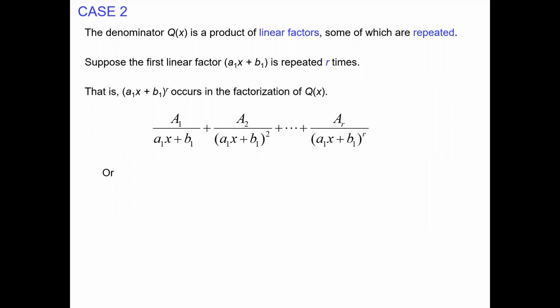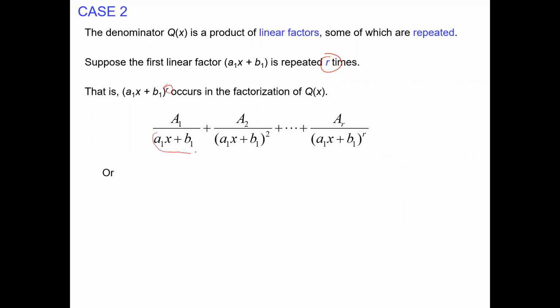Okay? That means we will have factors like ax plus b, and they are repeated exactly the same factor like r times. That means, for example, we can say (a1x plus b1) to the power of r, and we can have to the power of 2, 3, 4. Now we have to make sure that we will fully decompose this rational function. That means the following are the partial fractions, the partial fraction decomposition.